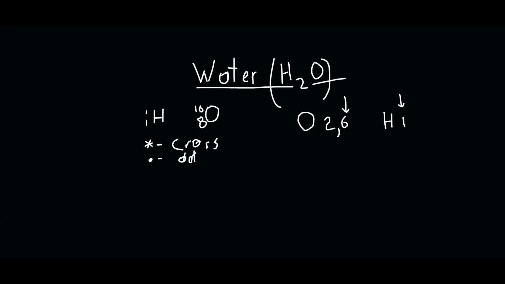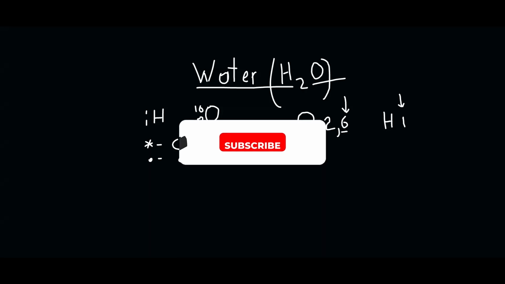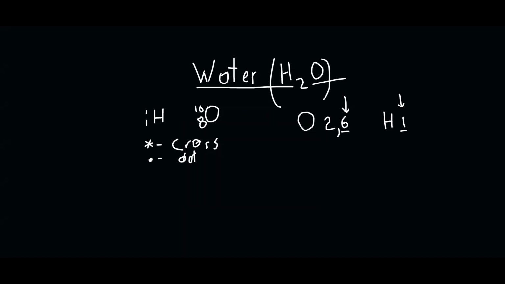Now, remember the second shell can hold a maximum of 8, and the first shell can hold a maximum of 2, as mentioned earlier in the previous slide. Now, in bonding, they're going to share electrons to obtain a full outer shell. So this hydrogen needs an additional 1 to have a full outer shell, and this oxygen needs an additional 2 to have a full outer shell.